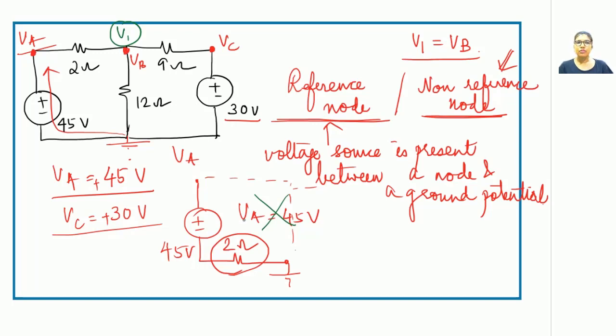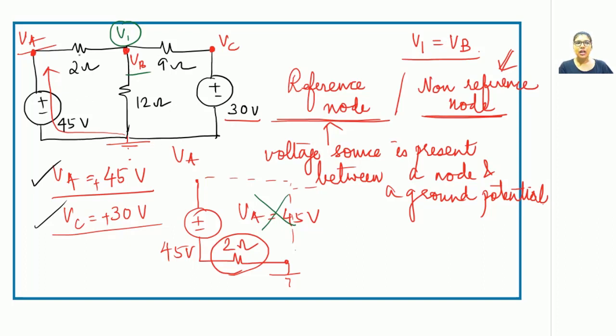Now based on this reference node concept, we can write down the equations of the circuits and finally solve for this VB, which will eventually be equal to V1. Let us see how we can write the equations. We have already obtained the values of VA and VC. We only have to write the equation for VB.